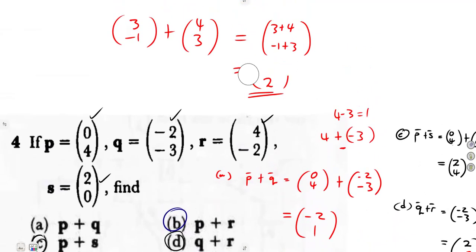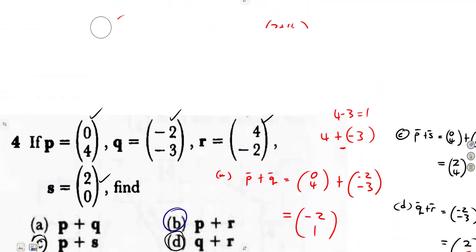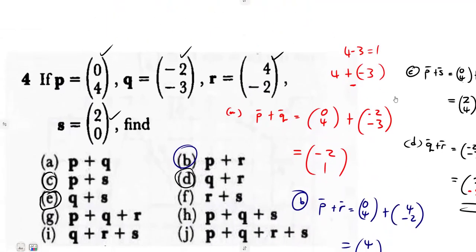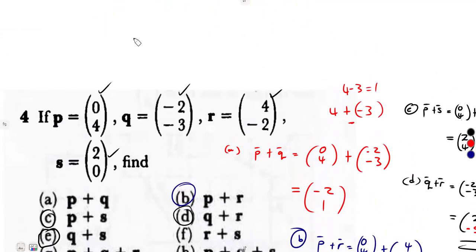All right, so let us just have it somewhere here on top. That's part number E. So number E, you need vector Q plus vector S. So vector Q, that is -2, -3, plus vector S, which is 2, 0. So that is what you're simply going to have.